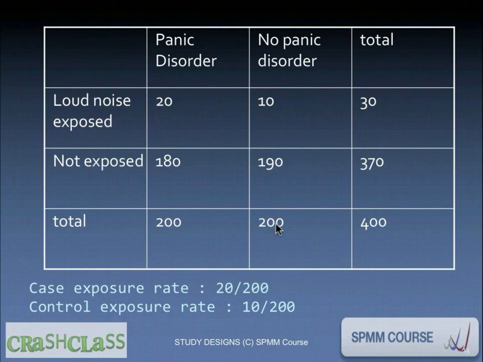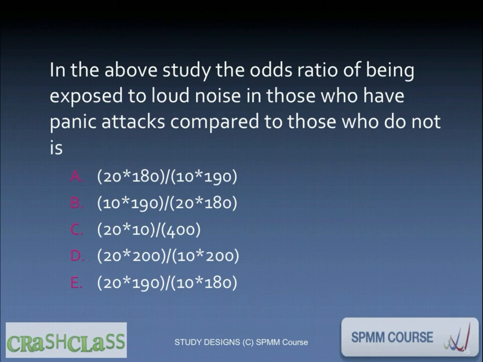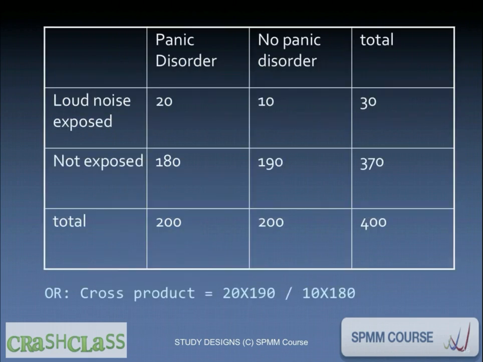These are people without panic disorder, 200 of them. How many of them are exposed? Only 10. So 10 by 200 is the control exposure rate. So in the above study, the case exposure rate is 20 by 200. In the above study, what is the odds ratio of being exposed to loud noise in those who have panic attacks compared to those who do not have panic attacks?